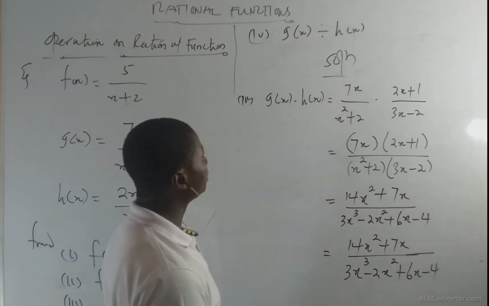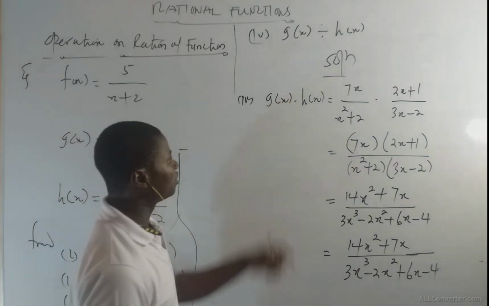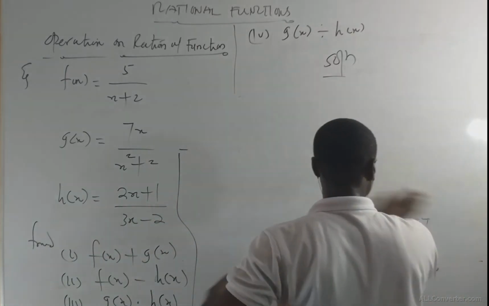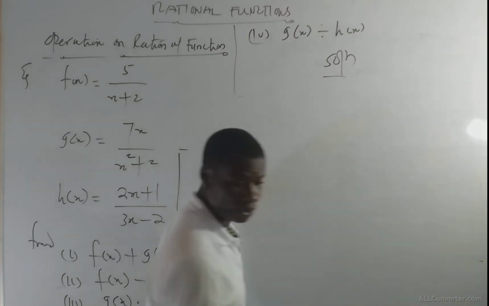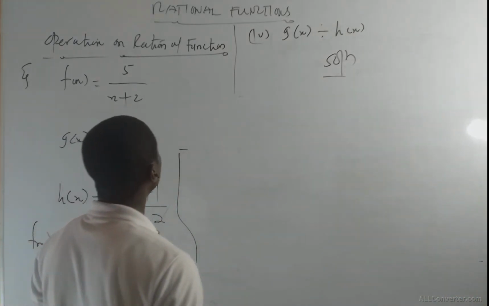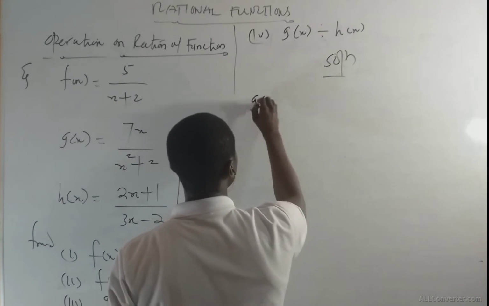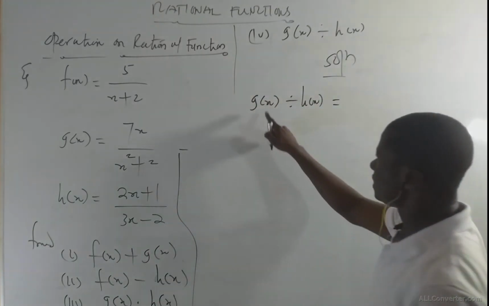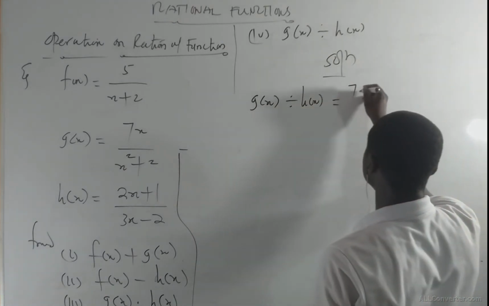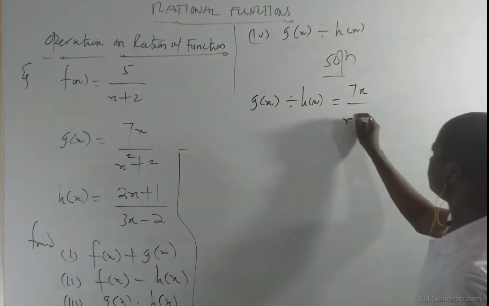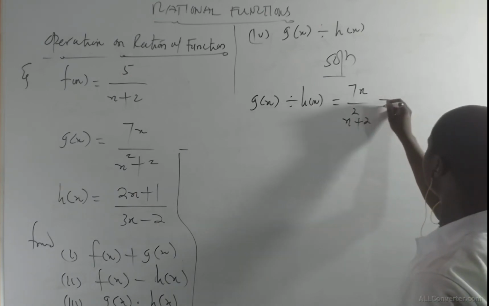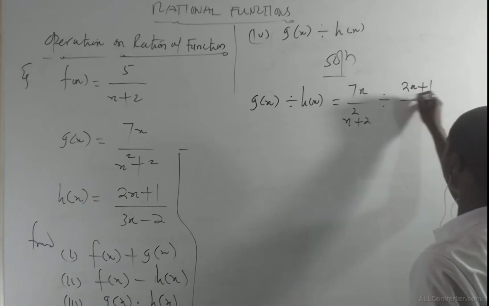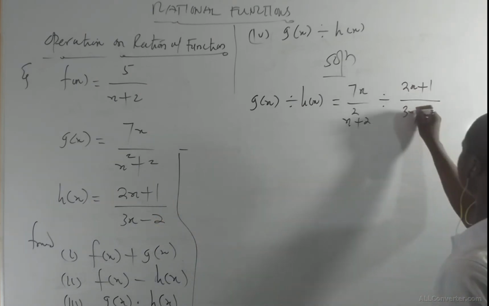So we continue with the division of polynomials. In general, that is what we mean by the operations on rational functions. Now, g of x divided by h of x. The g of x function is 7x over x squared plus 2, given in the question, divided by h of x, and h of x is 2x plus 1 over 3x minus 2.